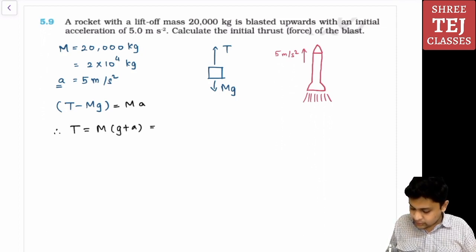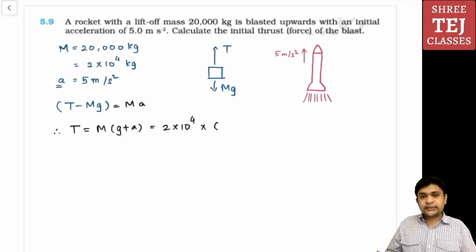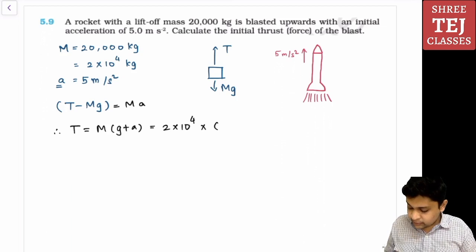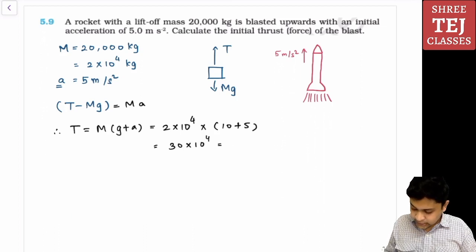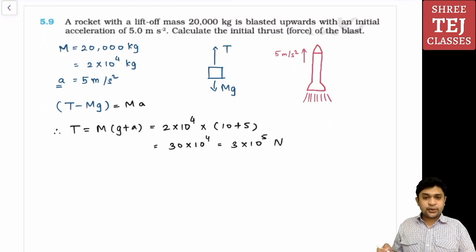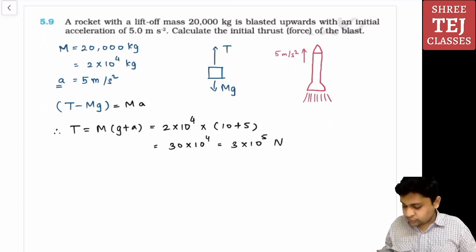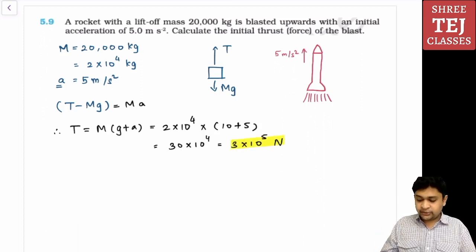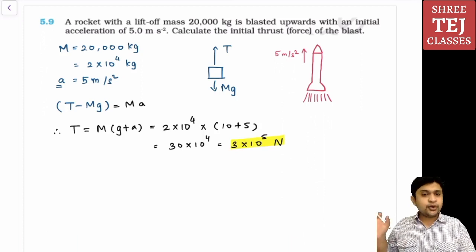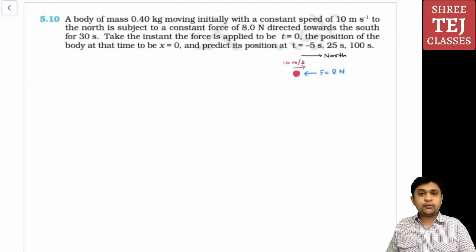So this would be 2 into 10 to the power 4 multiplied by, we have to consider g as 10, so it would be 10 plus 5. So 30 into 10 to the power 4, which is nothing but 3 into 10 to the power 5 Newton. Therefore initial thrust or force is 3 into 10 to the power 5 Newton. As straightforward as that.